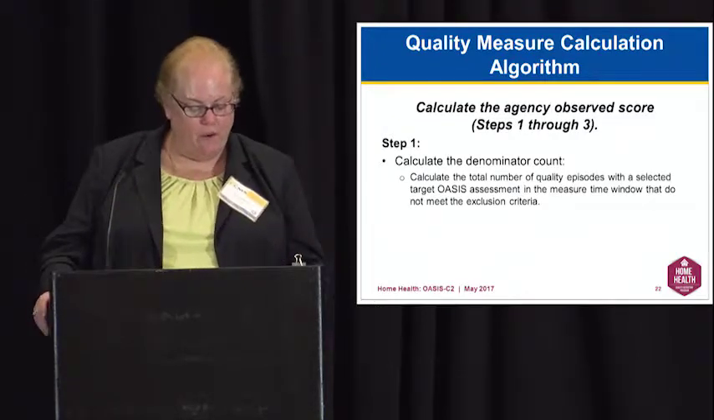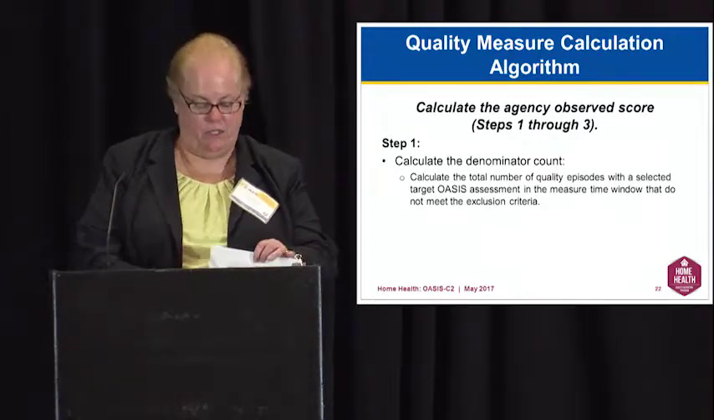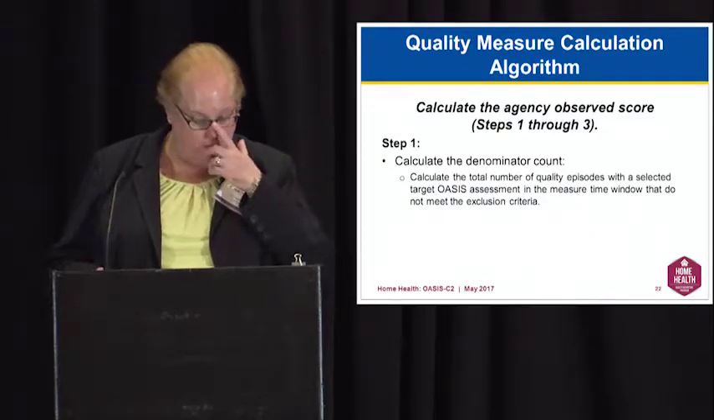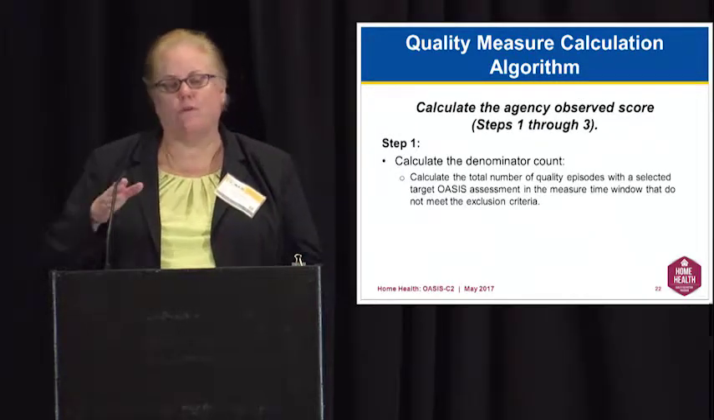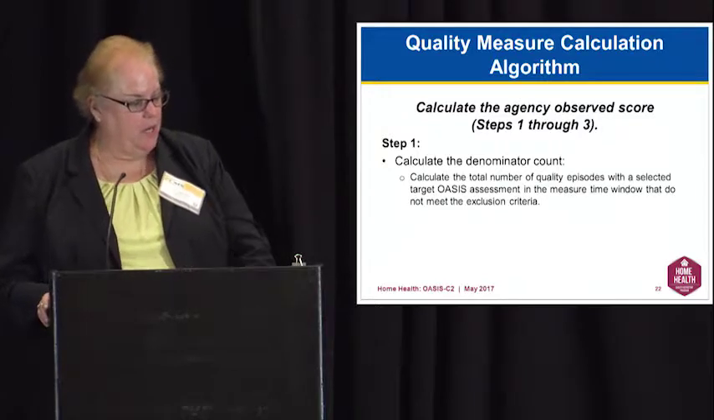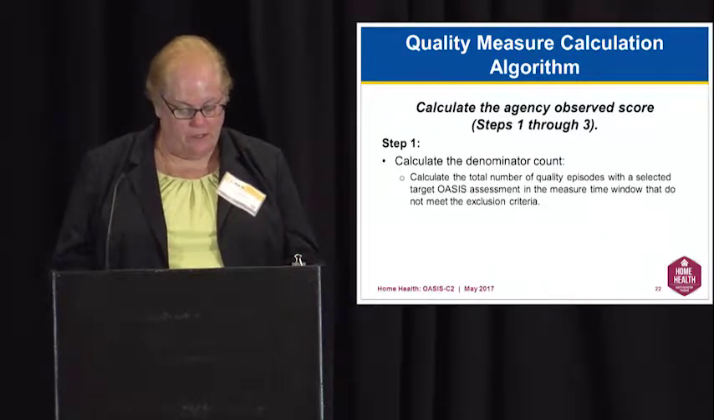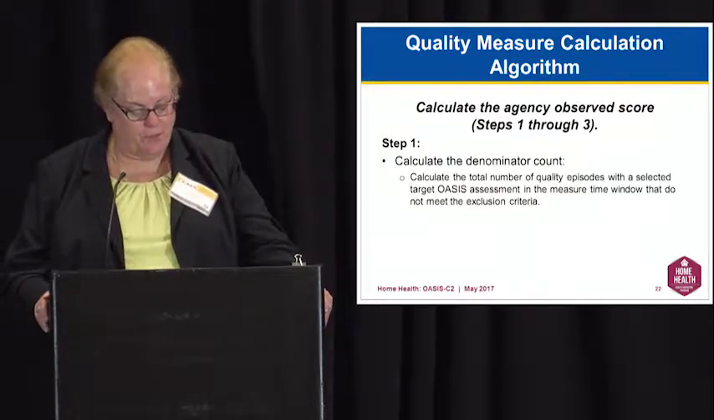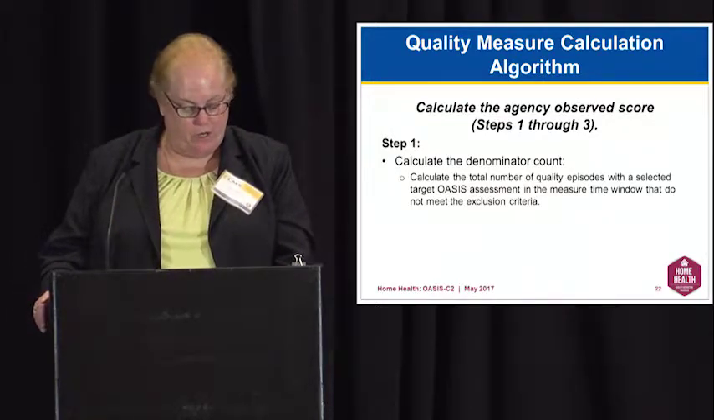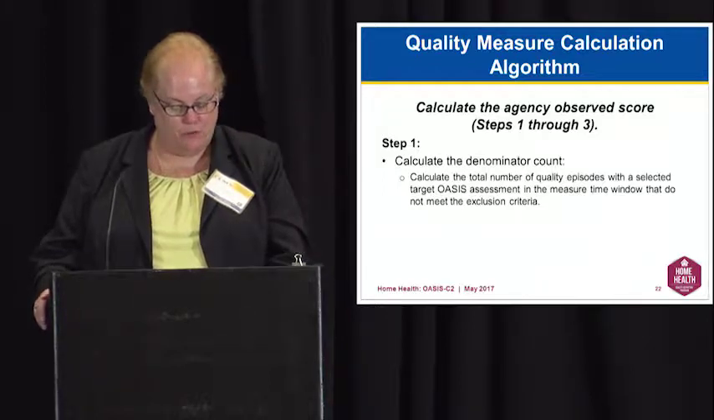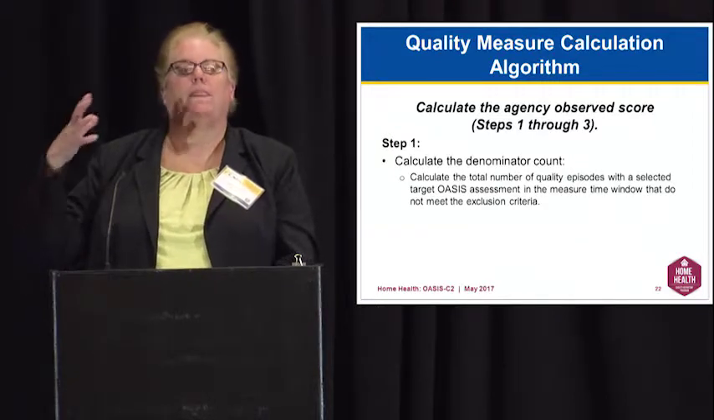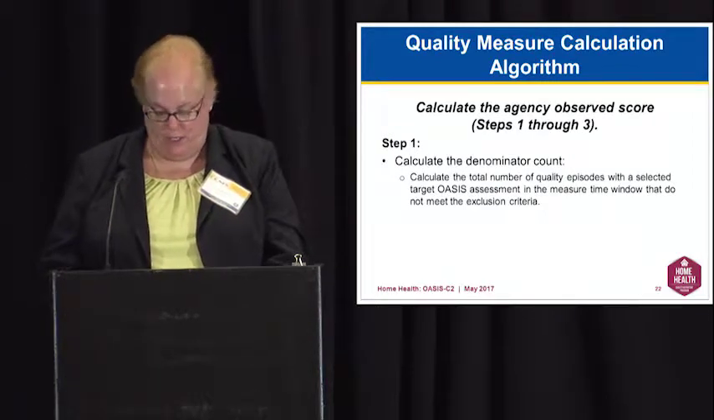All right, so now if you wanted to go ahead and calculate and understand the calculations behind the algorithms, there are a variety of steps that you would need to do. Step one is to calculate the denominator count, that is, the total number of quality episodes with a selected target OASIS assessment in the measurement time window that do not meet the exclusion criteria, meaning they can be included. So these are the group that can be included.